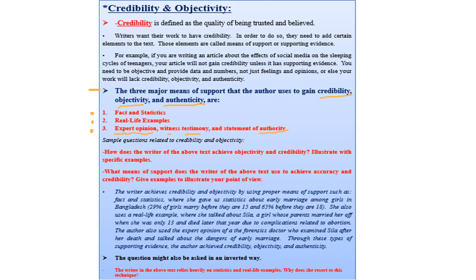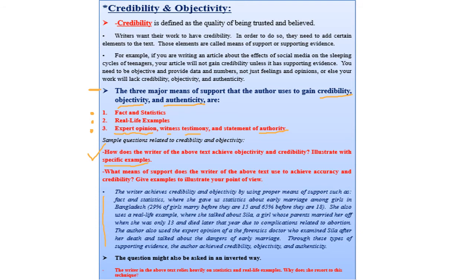Okay? Sample questions. How does the writer of the above article achieve credibility and objectivity? Illustrate with specific examples. Of course, you need to tell me. Okay? The writer achieves credibility and objectivity by using proper means of support such as facts and statistics, where she gave us statistics about early marriage, etc. Please state one or two of those statistics.